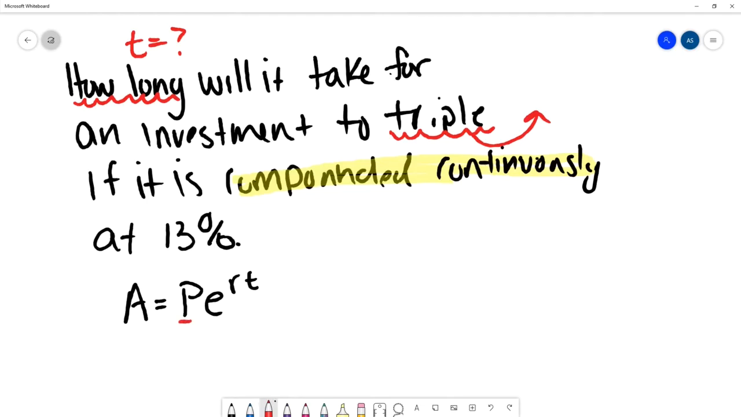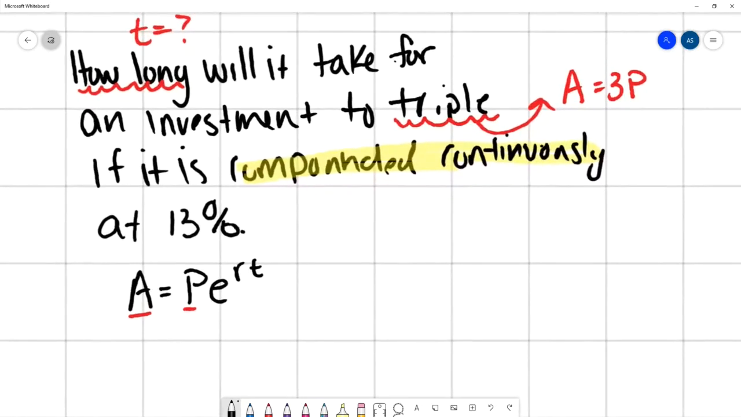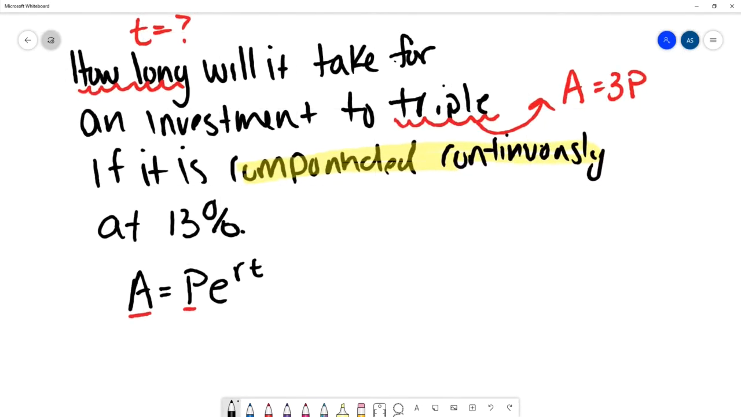Tripling is going to tell us the relationship between our principal and our ending amount. P is our principal, our starting amount, and A is our ending amount. So A will equal 3P. We can use this information to solve for our time. So let's write down our formula. We already got it here. A equals P e to the rt. And we're going to substitute in this relationship, A equals 3P.